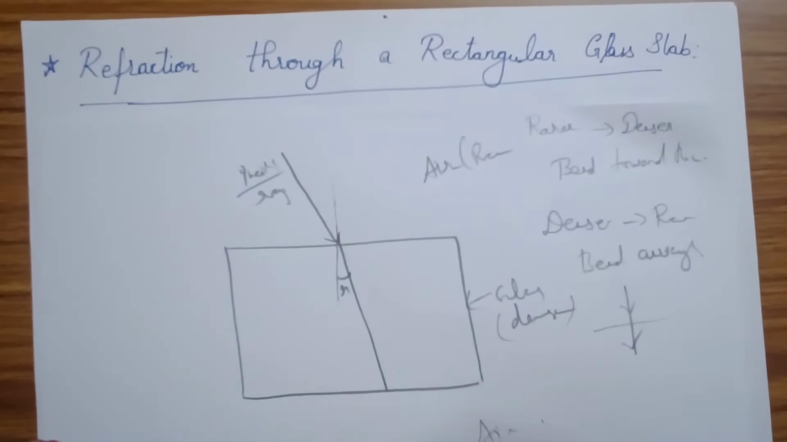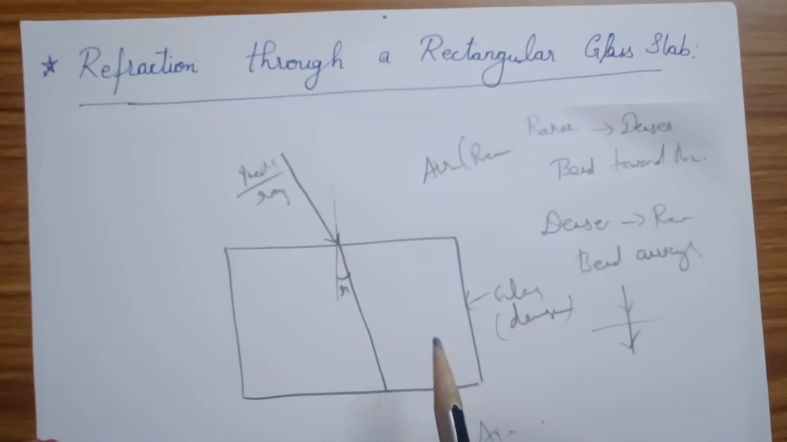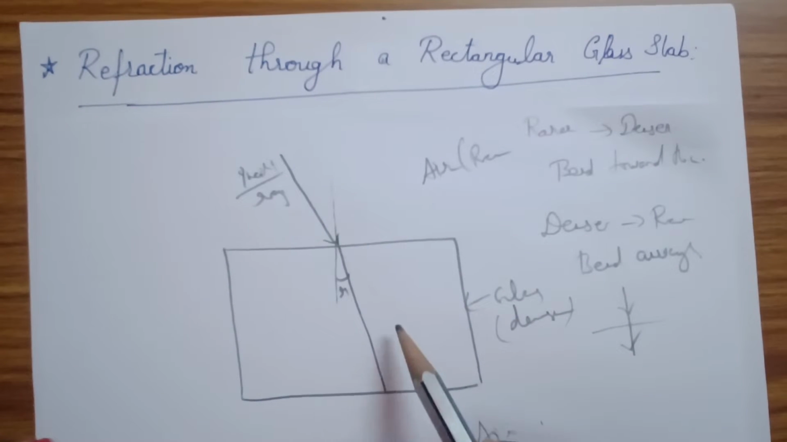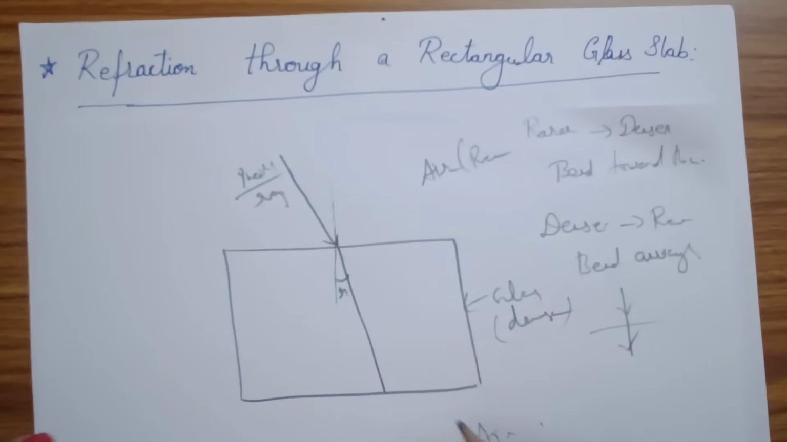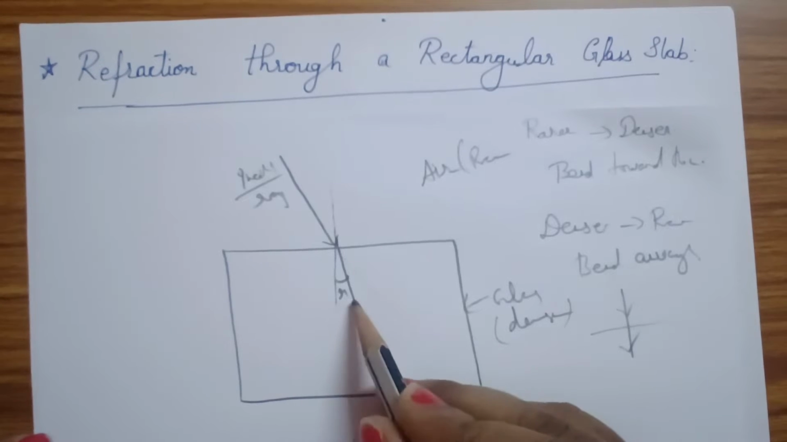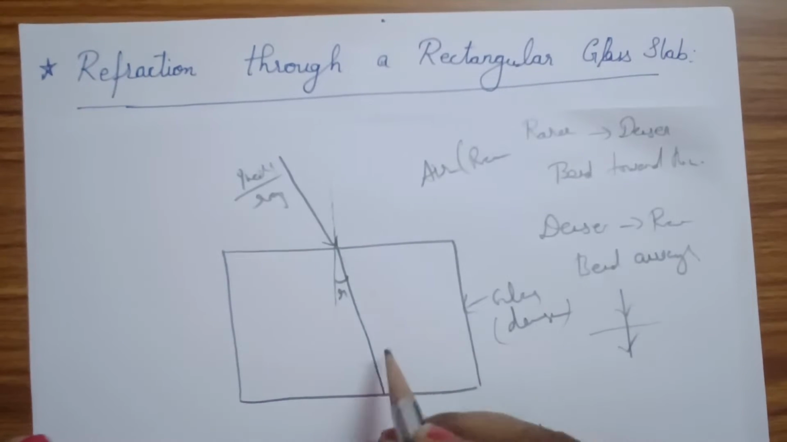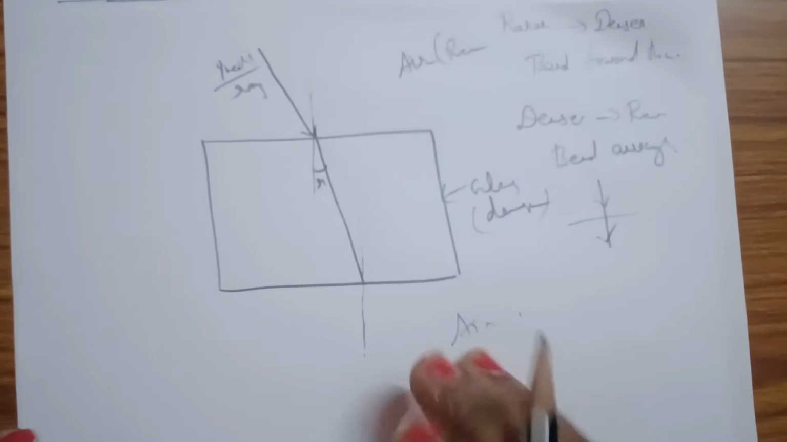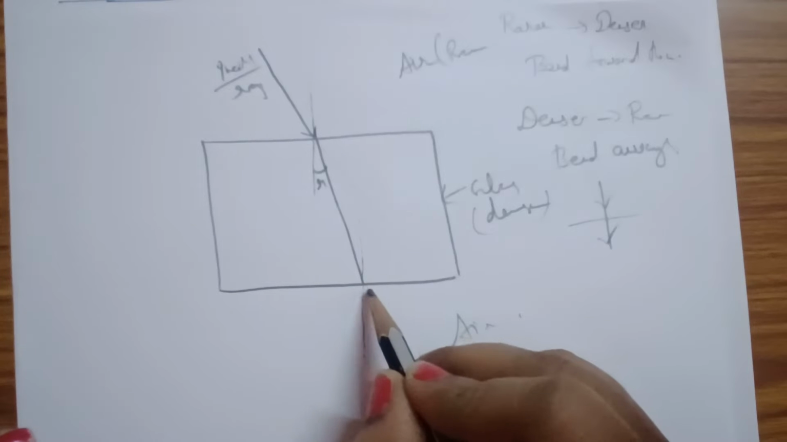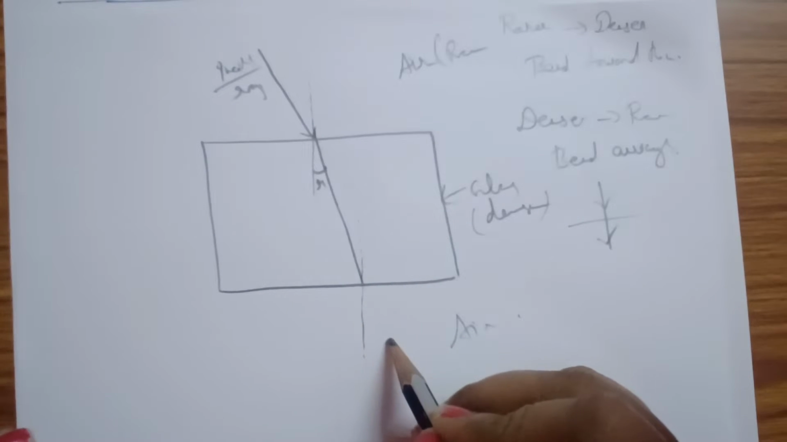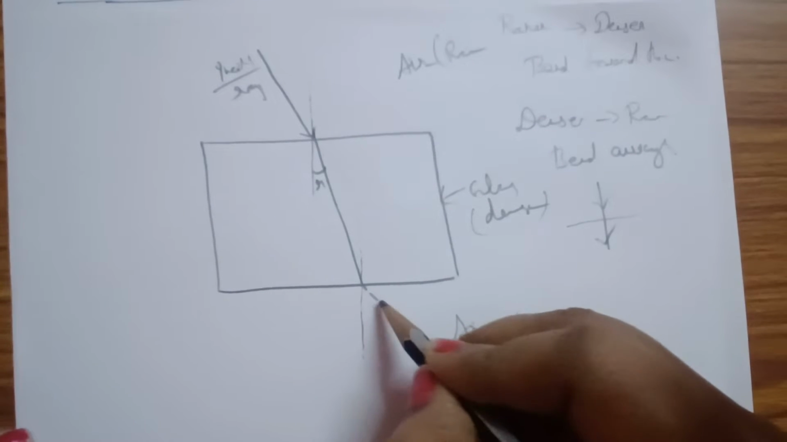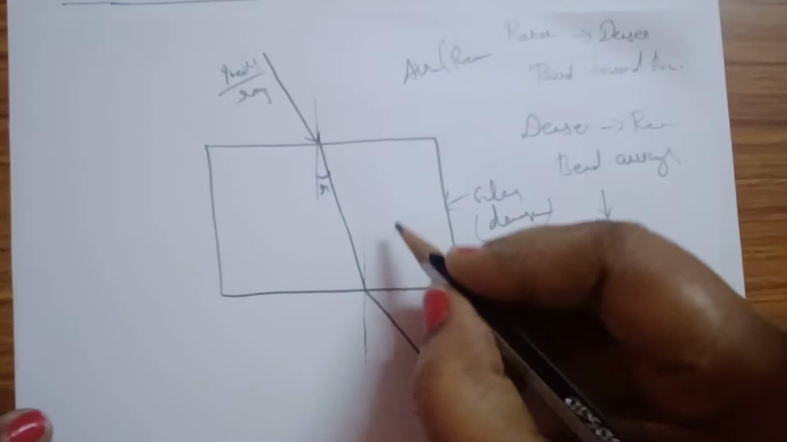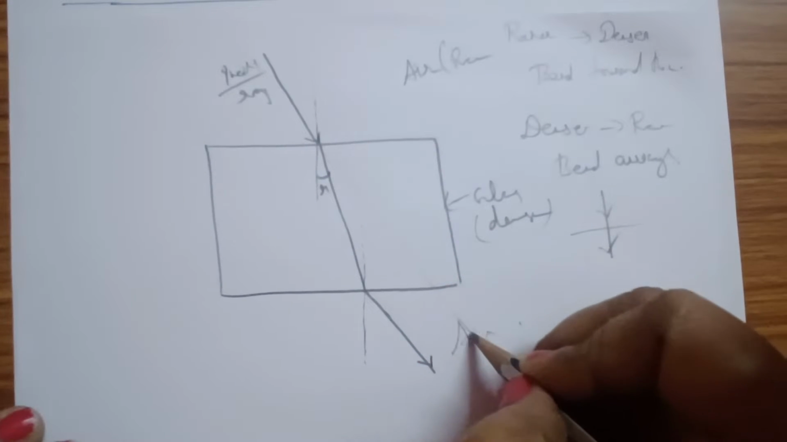So this is one refraction, and when the light passes through the rectangular glass slab, two refractions take place. This is one refraction from rarer to denser, and from denser to rarer, this is another refraction. If you draw now, this refracted ray acts as an incident ray. This is your normal. When it passes from denser to rarer, it moves away from the normal. It goes like this.